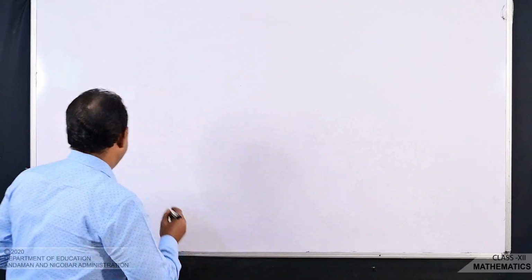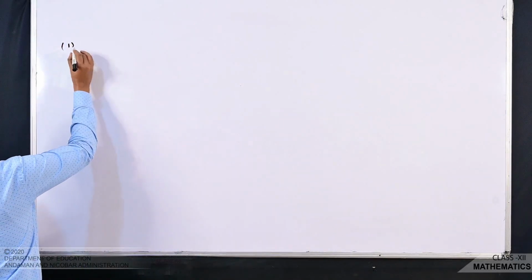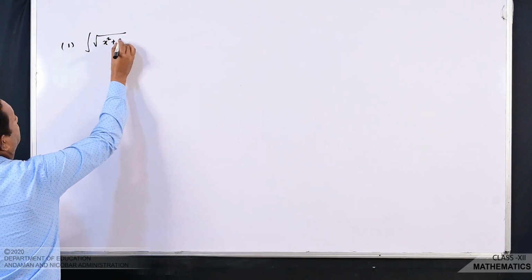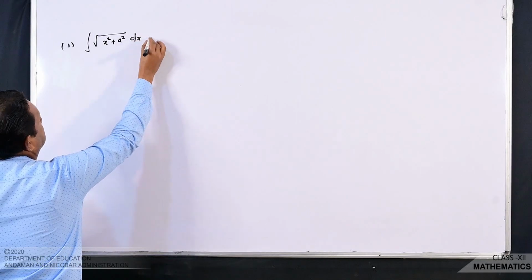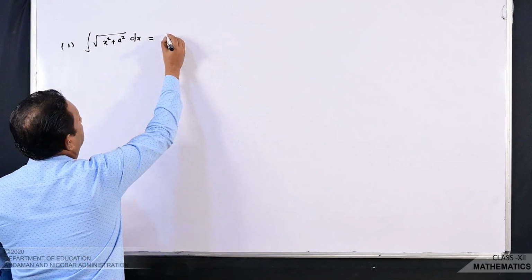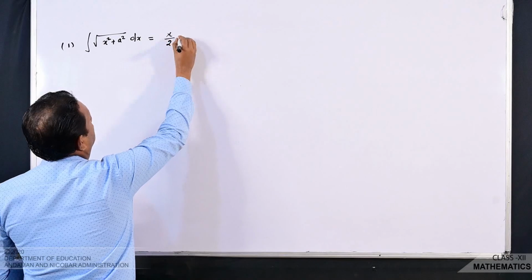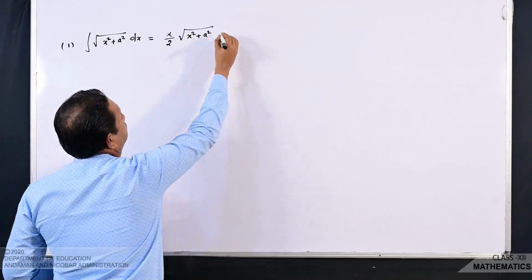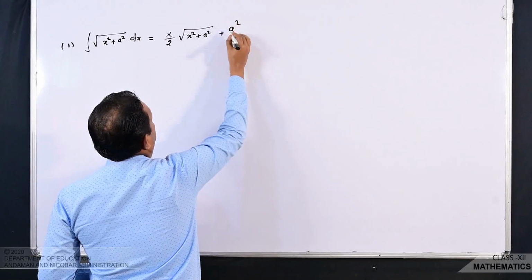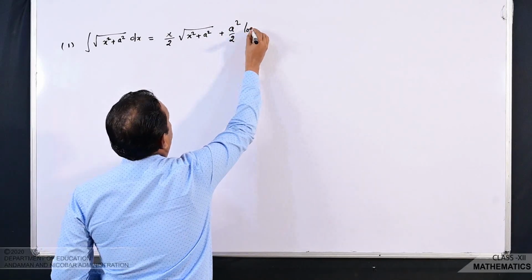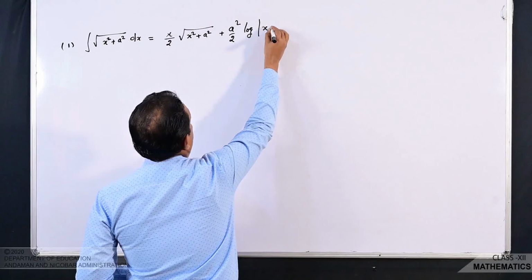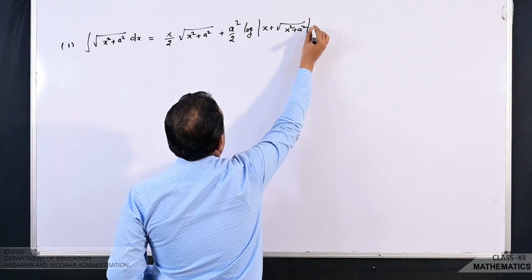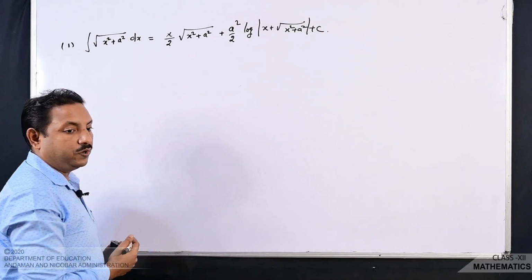Number 1, integration of under root of x square plus a square dx is equal to x by 2 under root of x square plus a square plus a square by 2 log of mod x plus under root of x square plus a square, plus c. This was the first one.